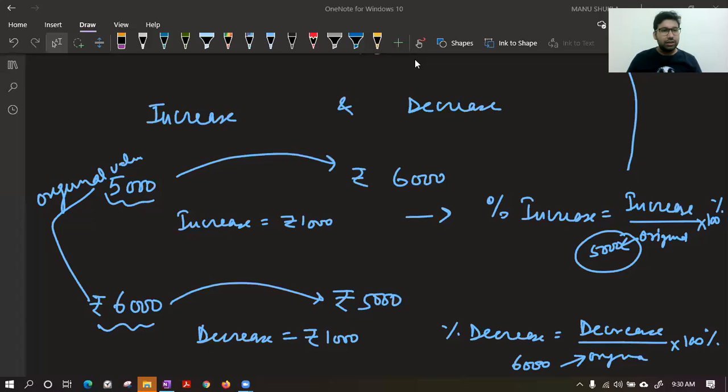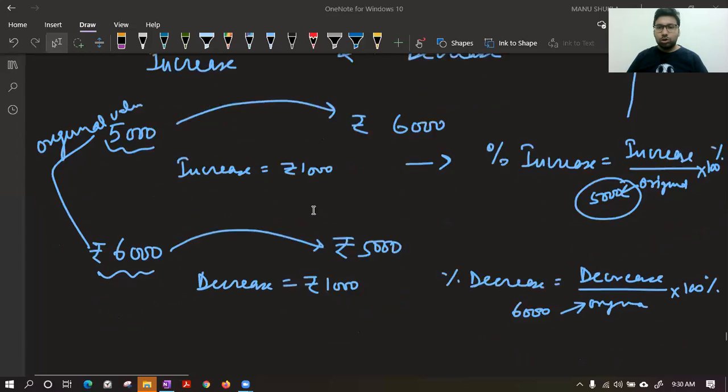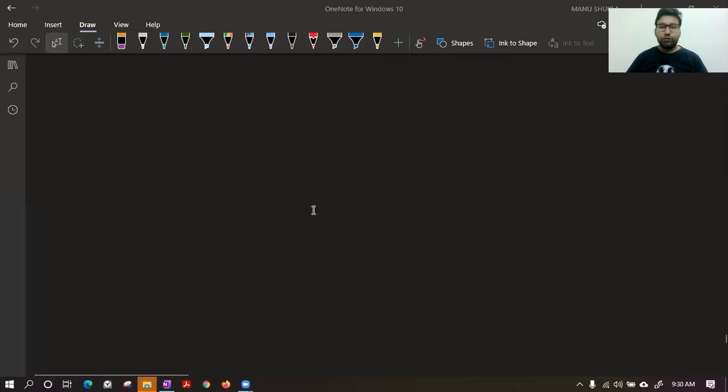Ekta also found the answer. She is saying it is a 20% increase. Ekta, it is correct because 1000 upon 5000 is 1 upon 5, and 100 upon 5 is 20%. Good, Ekta. Now let us see the concept of CP and SP and profit and loss.